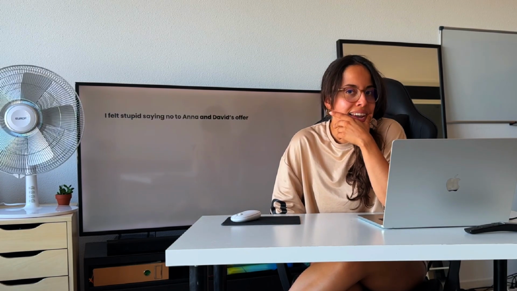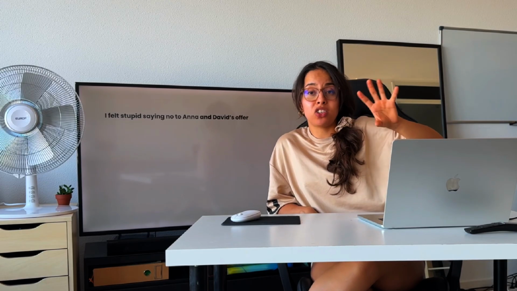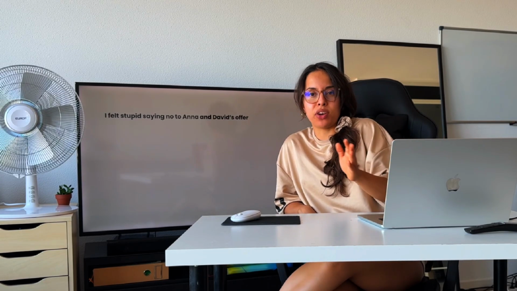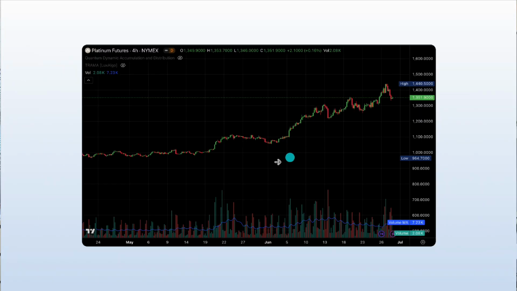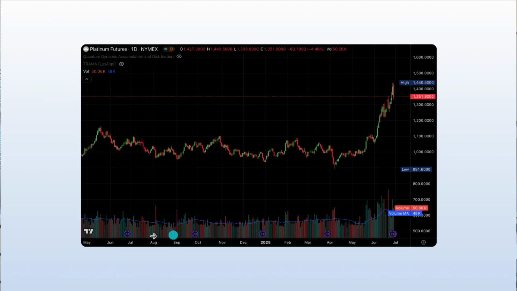But here's the thing. I felt stupid saying no to Anna's and David's offer, because the trading strategy that I was following, the trendline trading strategy, is you still look at these charts, you still look at the price movement, but you neglect the volume at the bottom. These vertical bars at the bottom, you completely neglect them. You ignore them, like they don't exist. So you're trading only looking at the price.